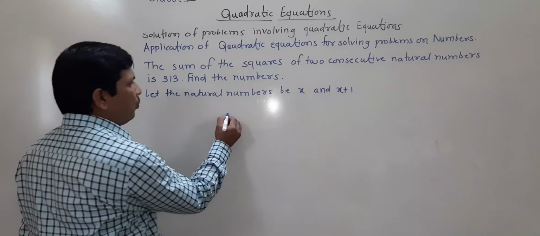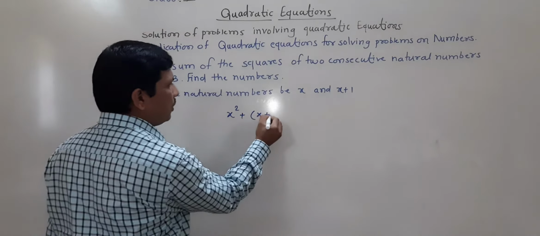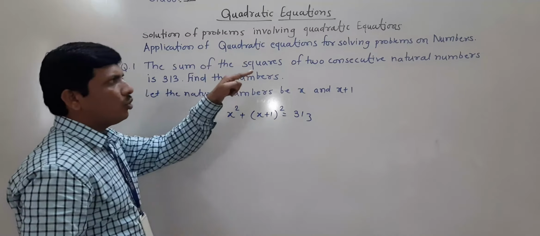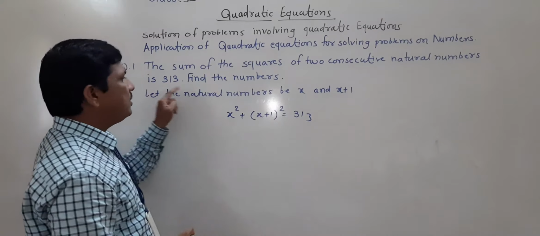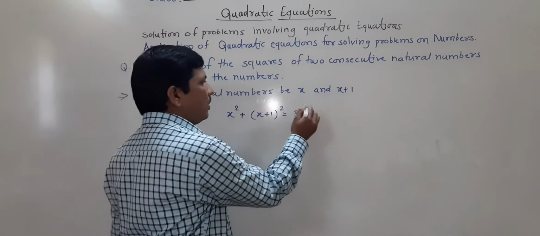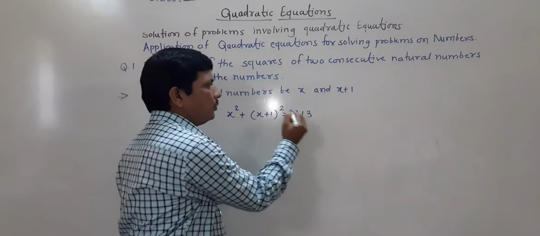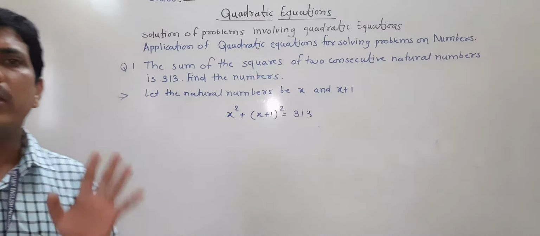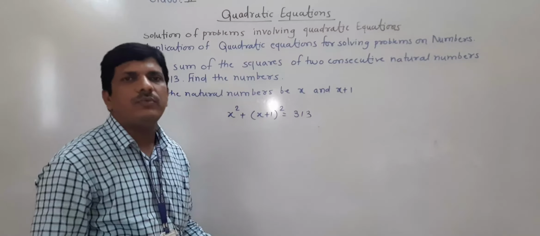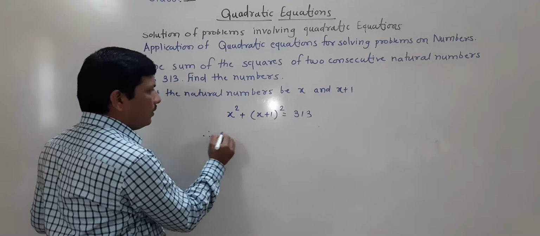So according to the question, x square plus (x plus 1) square is equal to 330. The sum of the squares of two consecutive natural numbers is 330. So this is our required equation. After solving this, you will get a quadratic equation. Just we have to factorize it. Understood? So see carefully.